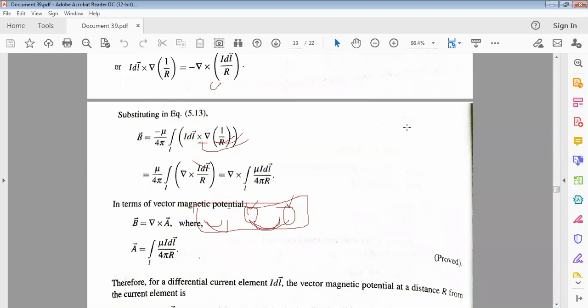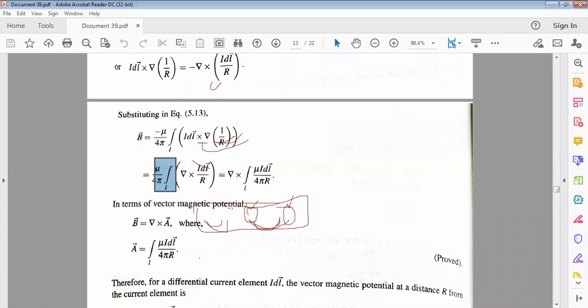So b equal to minus mu by 4 phi line integral of ideal cross of del of 1 by r. Can I replace ideal cross del of 1 by r with minus del of del cross ideal by r? Yes. So mu by 4 phi ideal, same. This entire term is replaced here: minus of minus is plus, and del cross ideal by r equal to del cross line integral of mu into ideal by 4 phi r.